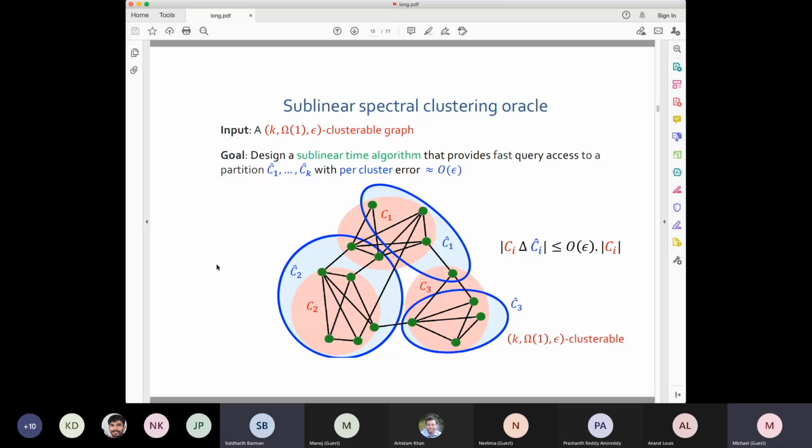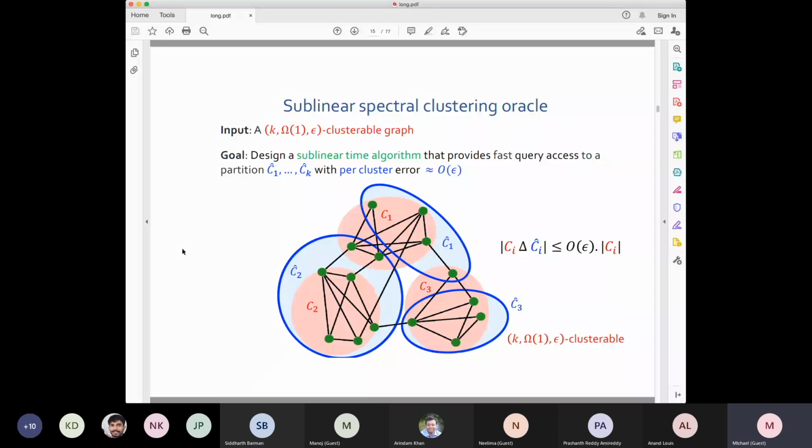Yeah. So great question. And just for my understanding, the definition of clusterable is like one way to see it is that you have k expanders that are sort of connected somehow. So this is like exactly.